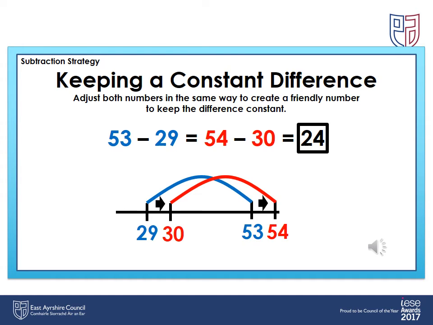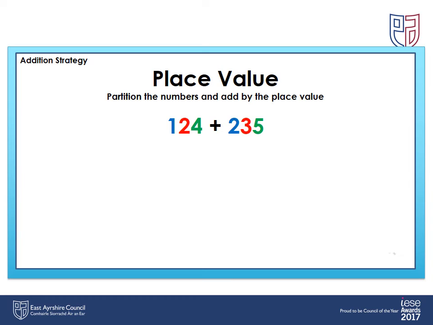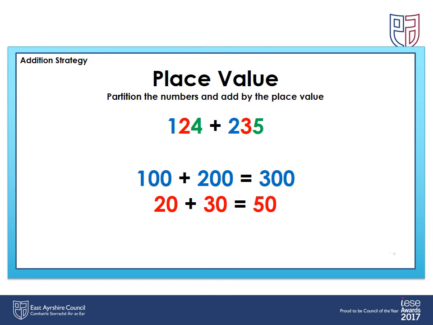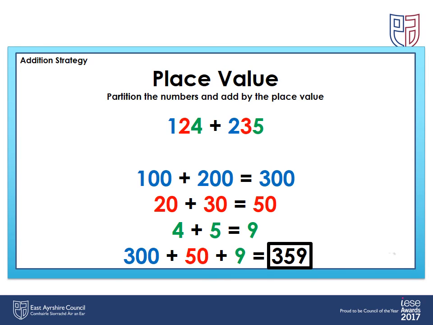Hopefully you can see the benefits of the empty number lines to support the development of these calculation strategies. Not all strategies for developing addition and subtraction rely on visuals like number lines. In this example, each of the numbers are partitioned using place value. We have 100 plus 200 giving 300, 20 plus 30 giving 50, and 4 plus 5 equaling 9. By adding the 300, the 50 and the 9 together, we get a final answer of 359.